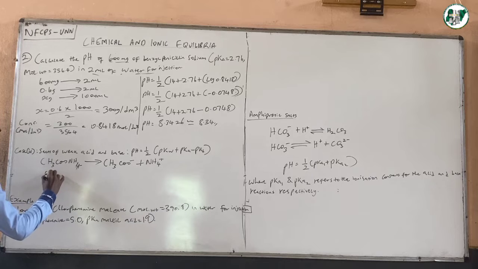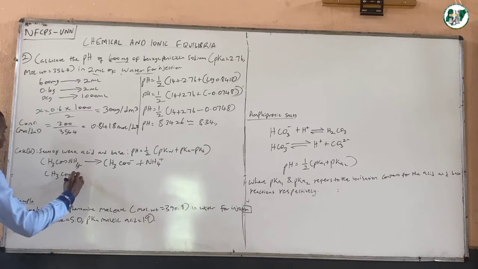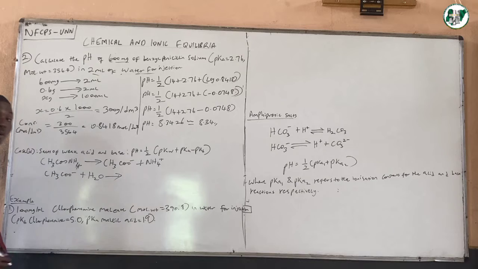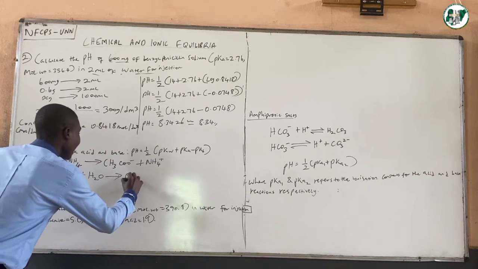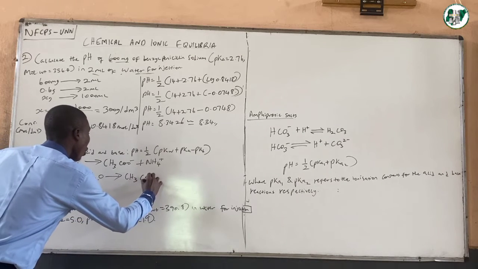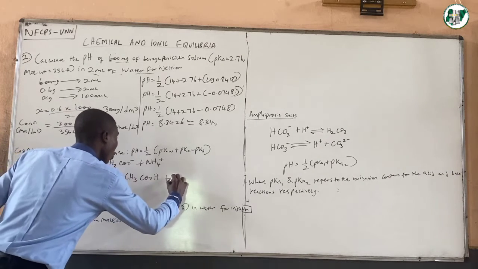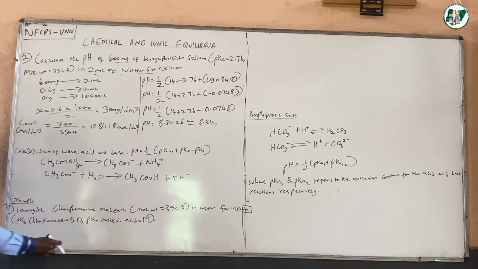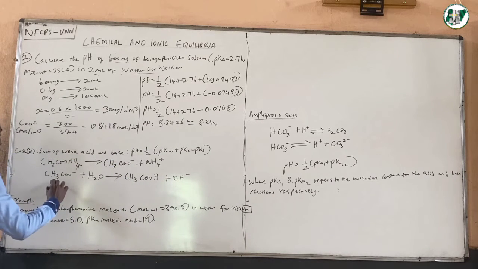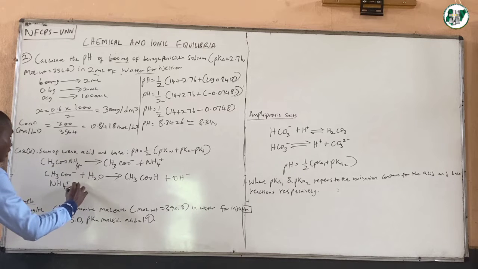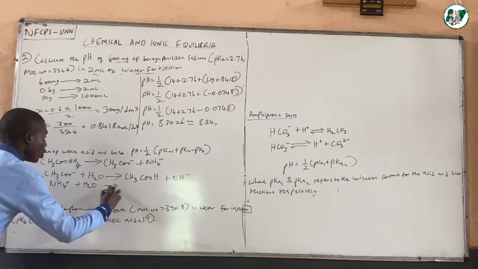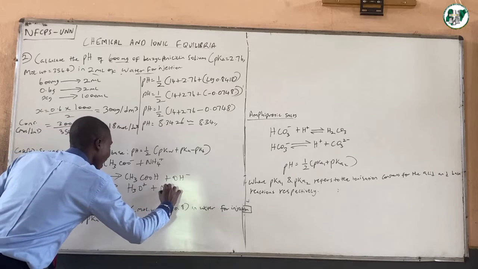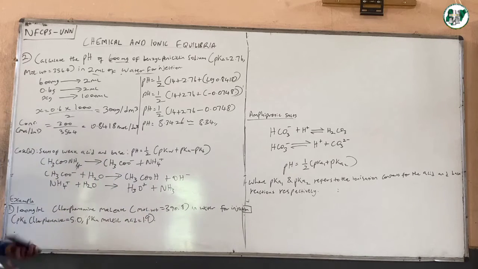So for CH3COO minus plus H2O will give us CH3COOH plus OH minus. So this is going to lead to an increase in pH. What about for NH4 plus? For NH4 plus H2O, we'll have H3O plus and NH3. This is going to cause a decrease in pH.